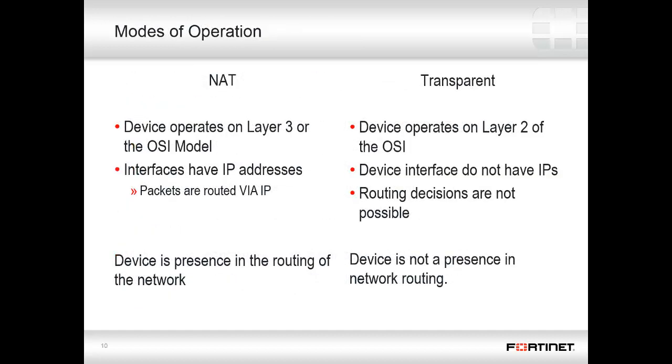When you deploy a FortiGate, you can set it up to operate in one of two modes of operation: NAT or transparent. NAT mode is the easiest to explain. The device operates on layer 3, so each interface has an IP address and it handles packet routing like a typical router would. Transparent mode is different. The device operates on layer 2. The unit really doesn't handle routing at all when it's in transparent mode.